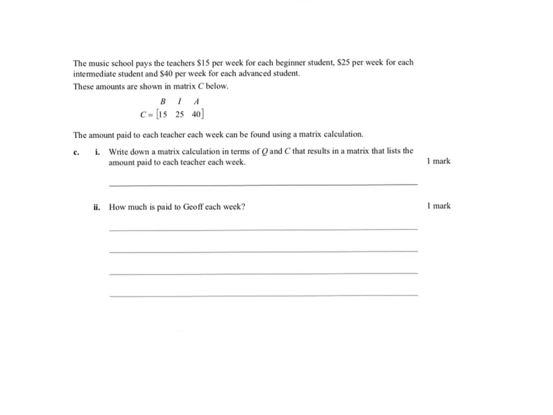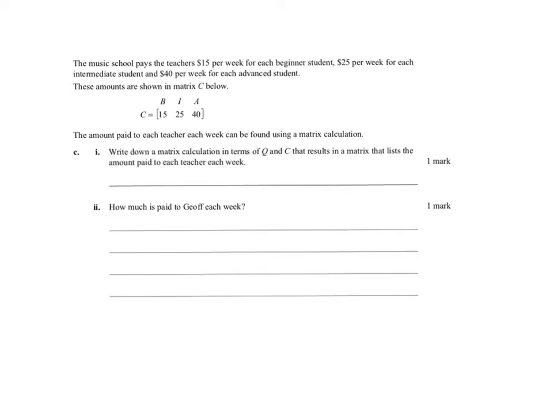The music school pays the teachers $15 per week for each beginner student, $25 per week for each intermediate student, and then $40 per week for each advanced student. Those amounts are shown in the matrix C below. The amount paid to each teacher each week can be found using a matrix calculation. Write down the matrix calculation in terms of Q and C that results in a matrix that lists the amount paid to each teacher each week.